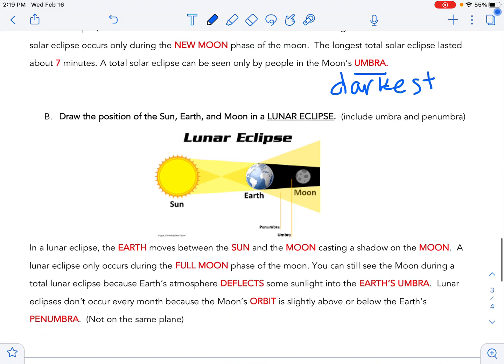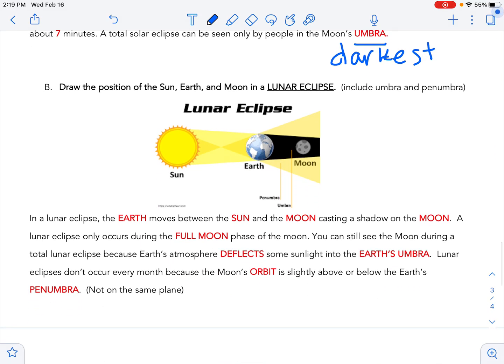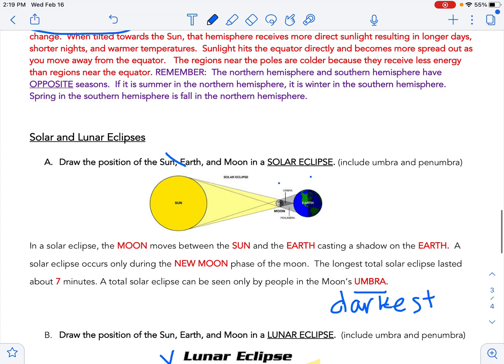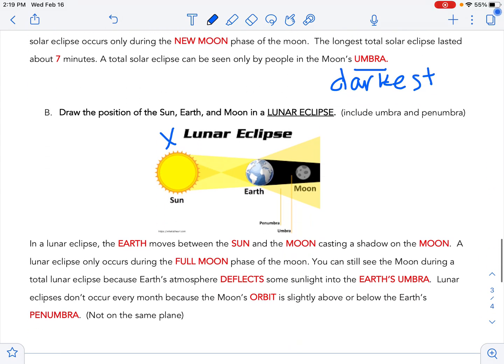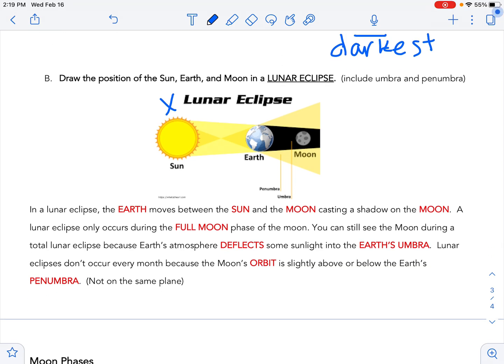So then here we go with the lunar eclipse. So we're going to draw the position of the sun and the earth and the moon in a lunar eclipse. So we have our sun. We always have our sun there. That sun doesn't change position. It's just who is in the middle casting a shadow. So it's sun, earth, moon. In a lunar eclipse, the earth moves between the sun and the moon, casting a shadow on the moon.